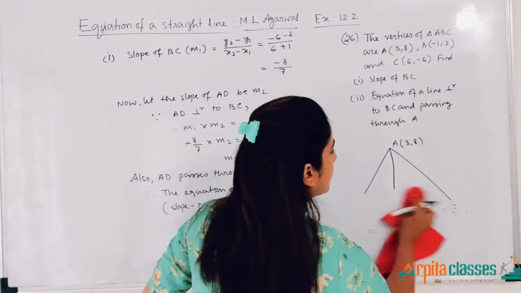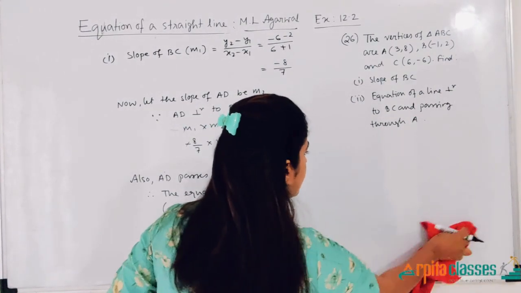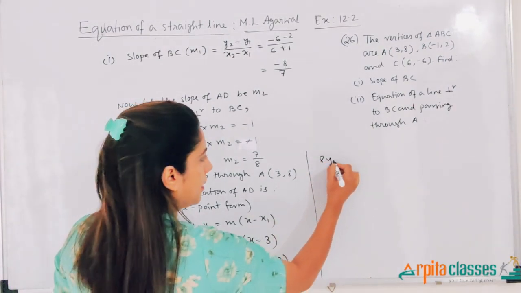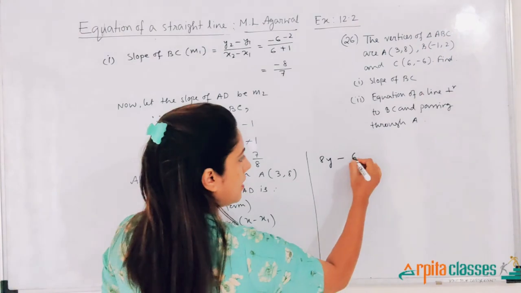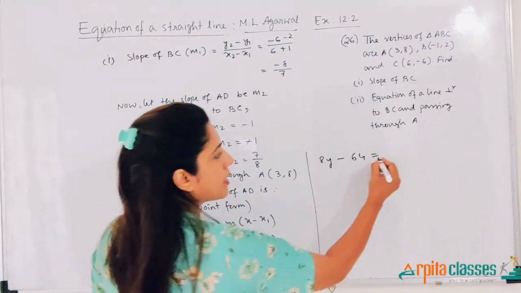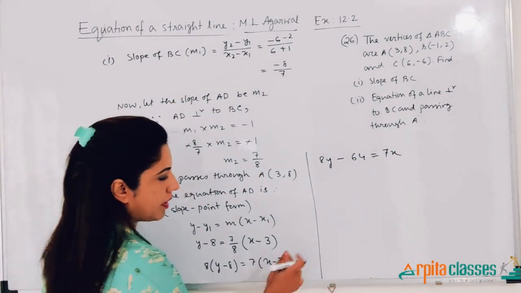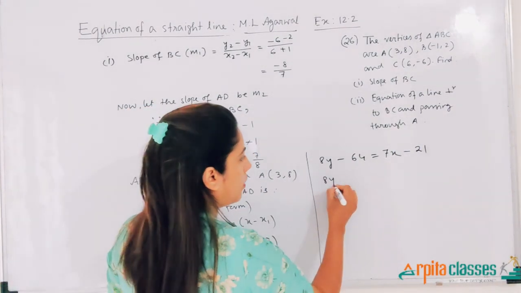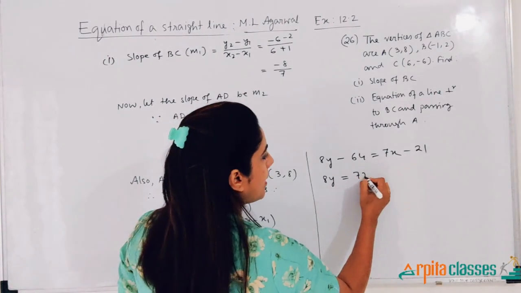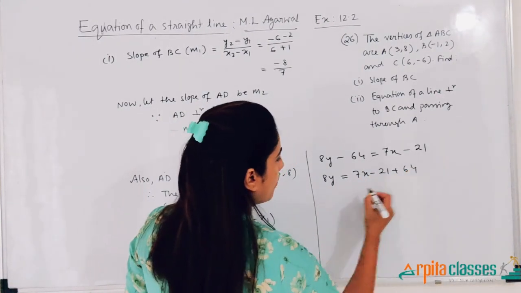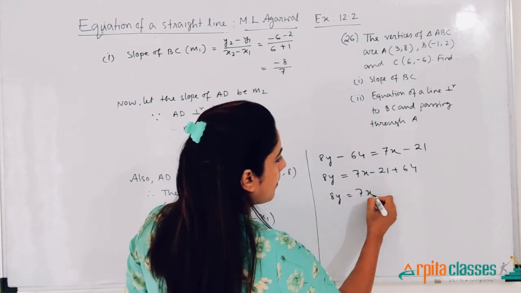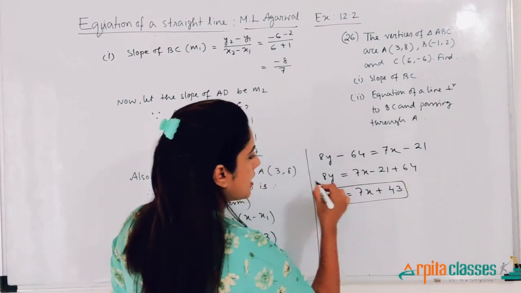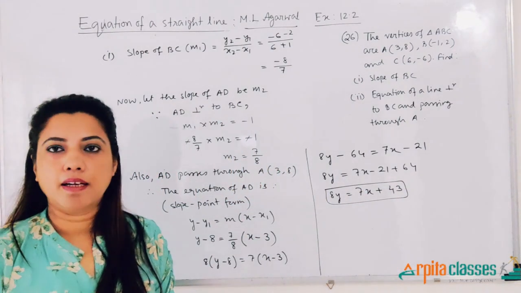Let us continue. 8y minus 8 into 8 is 64 is equal to 7x minus 7 into 3 is 21. Okay, now let us arrange it. 8y is equal to 7x minus 21 plus 64, or 8y is equal to 7x plus 43. So this is the equation of the required line.